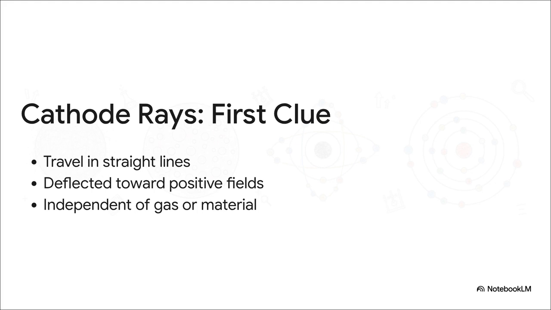Because opposite charges attract, Thomson realized these weren't just rays of light, they were a stream of negatively charged particles. And the wild part? It literally didn't matter what gas or metal was in the tube. These identical negative particles were in everything. He had discovered the electron.